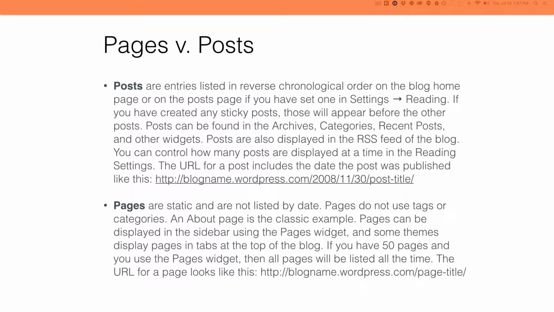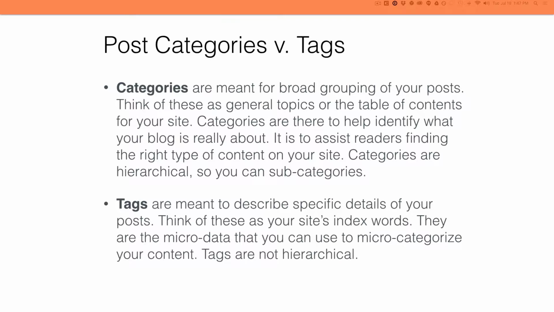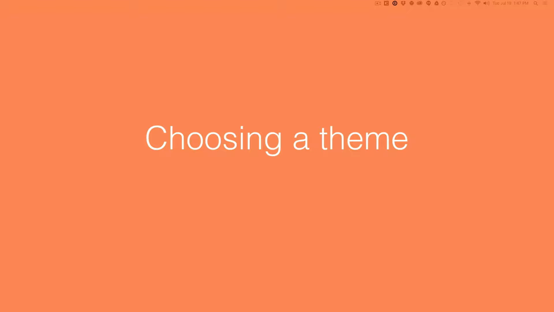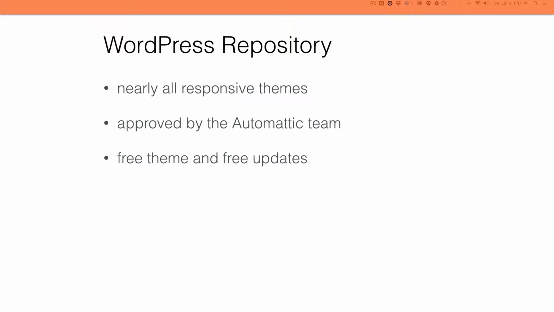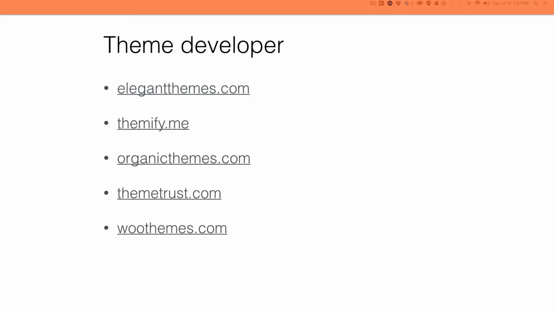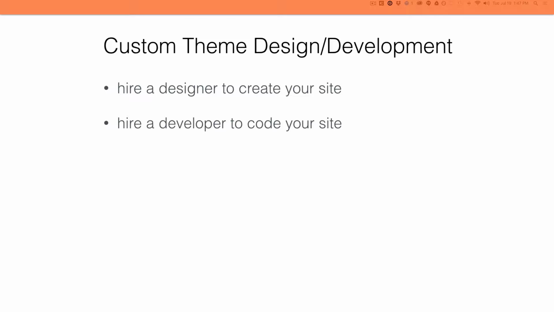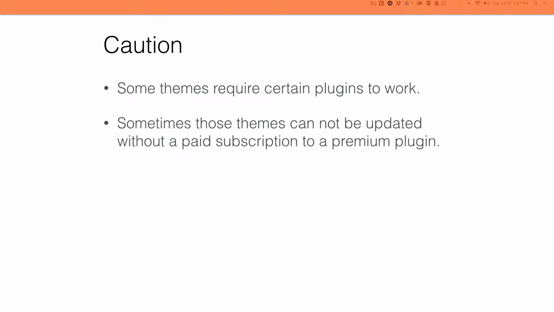Talked a little bit about pages and posts, and post categories versus tags. And then we talked a little bit about choosing a theme and where you would find that. Again, that would be in the WordPress repository. You could also look at a theme developer. These sites have premium paid themes. You could also hire somebody to make a theme for you. And I talked a little bit about some of the cautionary tales that I've learned, just some of the things to share with you all.